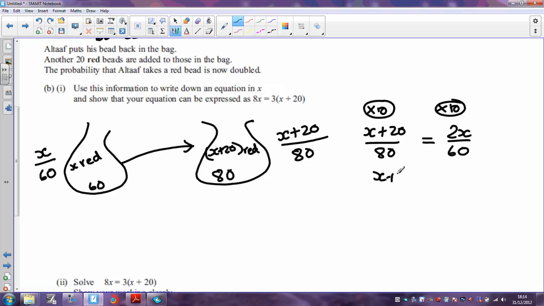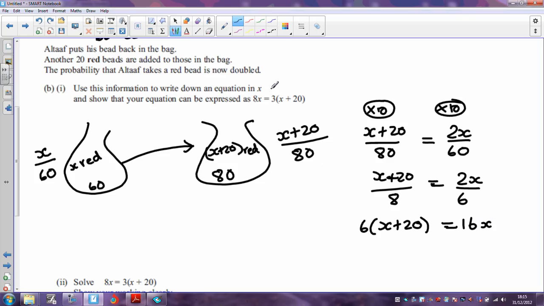This side becomes x plus 20 over 8, and this side is the same as 2x over 6, which is perfectly fine. And what I'm going to do now is cross multiply. So in other words, 6 times x plus 20, these two multiplied together, will equal these two multiplied together. It's a very useful trick. So in other words, 6 times x plus 20 should equal 8 times 2x, in other words, 16x.